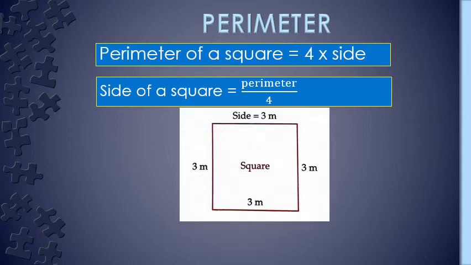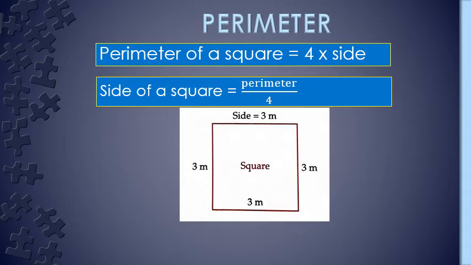Now children, let us see this figure. Well, in this picture, you can see the figure of a square. Okay, this is a square whose side is equal to 3 meter. So, all the sides of the square are equal, so they are equal to 3 meter.